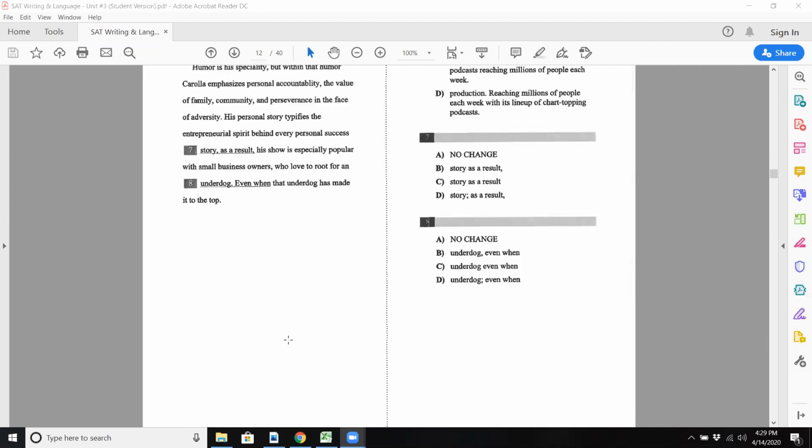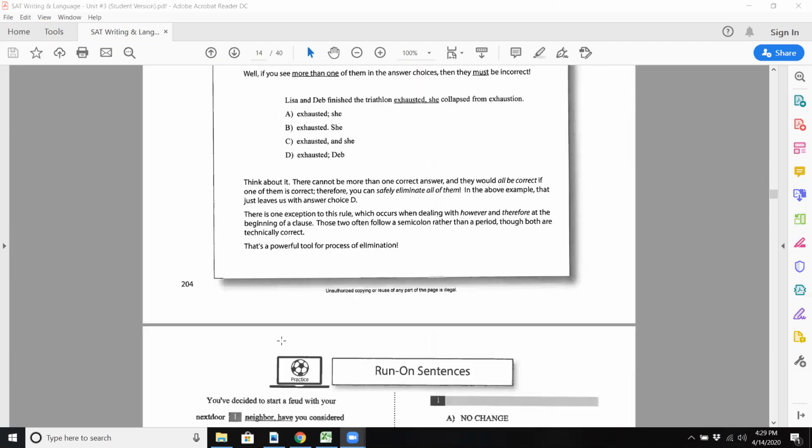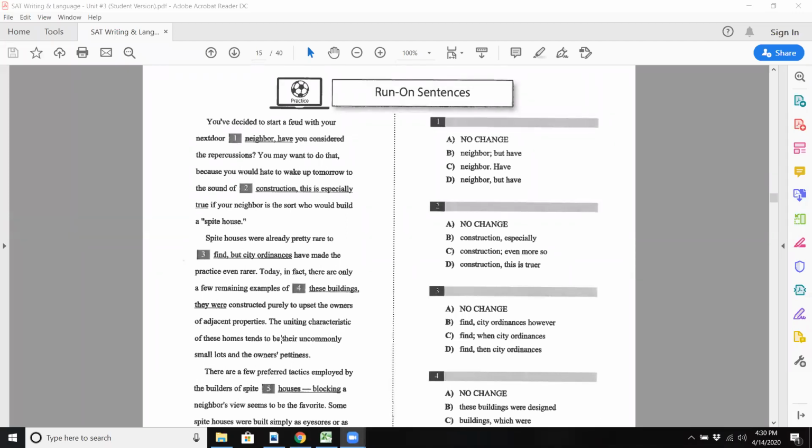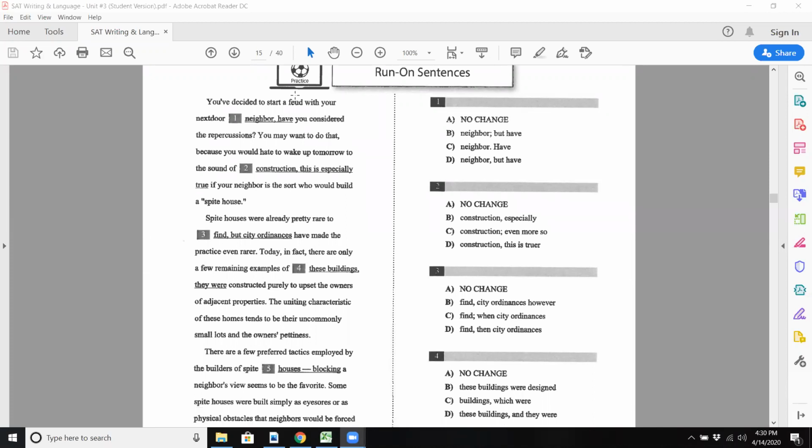So let's, I don't like this one for run-ons. That's a pretty bad one. Let's look at these here. So look at 1, 2, 3, 4. So you decide to start a feud with your next door neighbor. Have you considered the repercussions? So you have that. You have that.